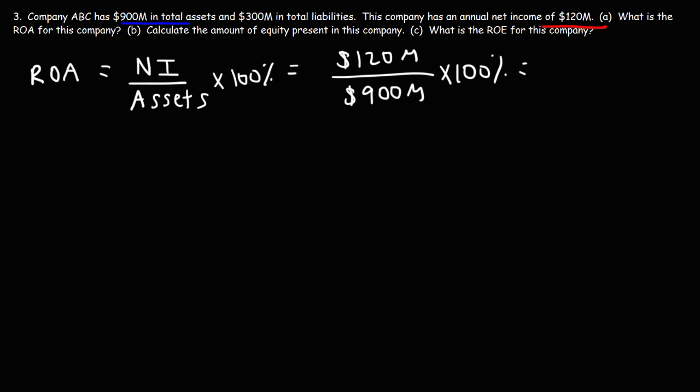So 120 million divided by 900 million, that's 0.13 repeating, or 0.1333. If you multiply that by 100%, this is going to give us a return on assets of 13.3%. So that's it for part A. That's how we can calculate the ROA in this example. Now let's move on to part B.